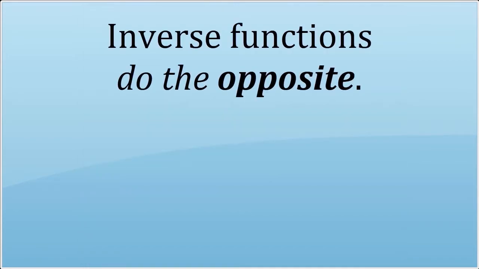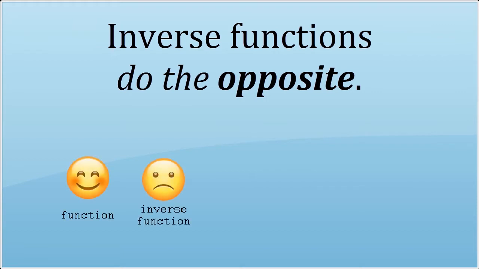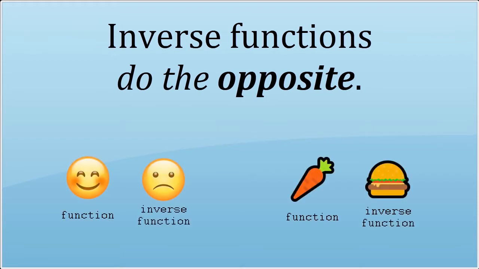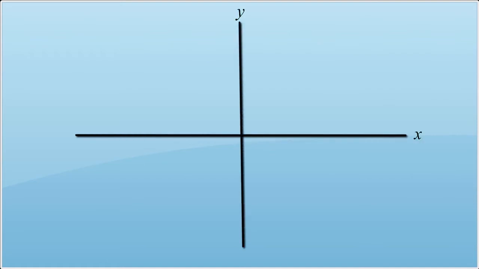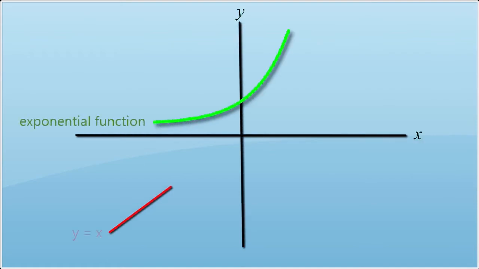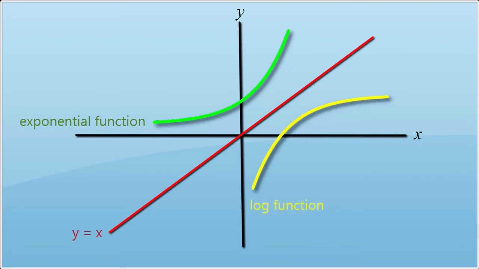Being the inverse of an exponential function, a logarithmic function is like its evil twin. Whatever the exponential function does, the logarithmic does too, but badly. Duh. An exponential function and its corresponding log function can be graphed by reflection across the y equals x line.